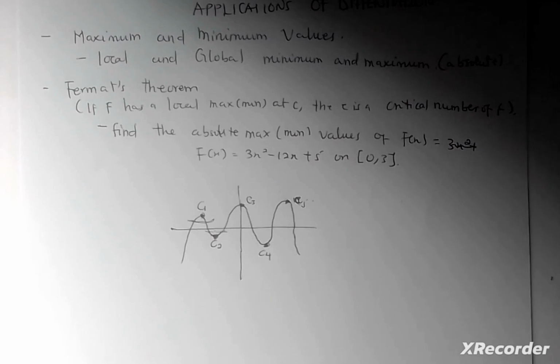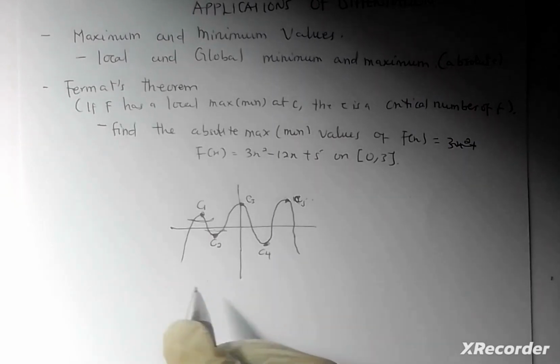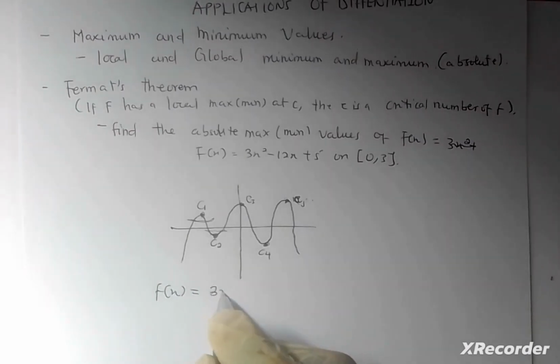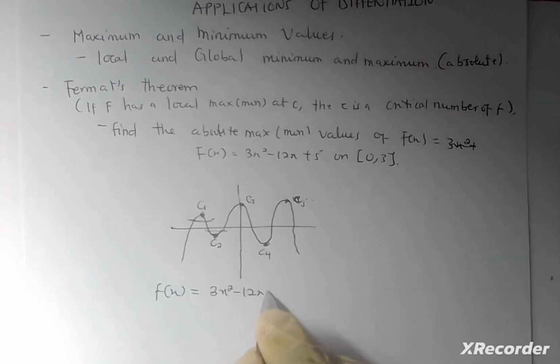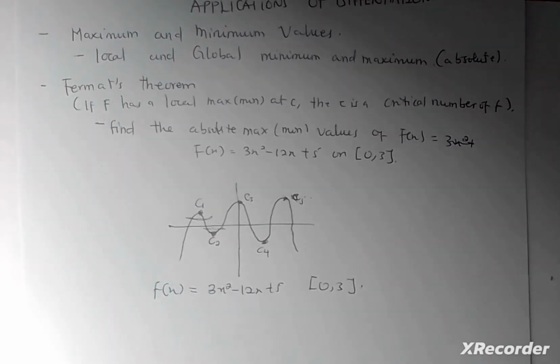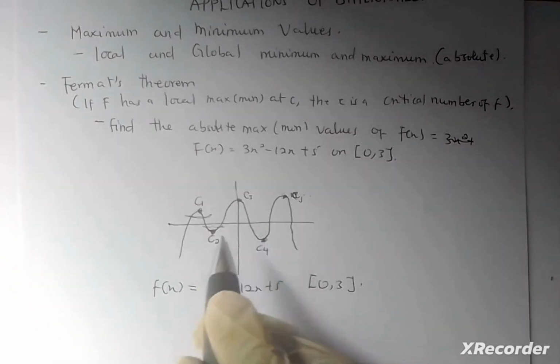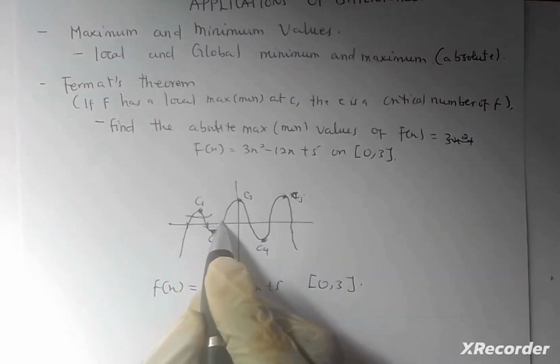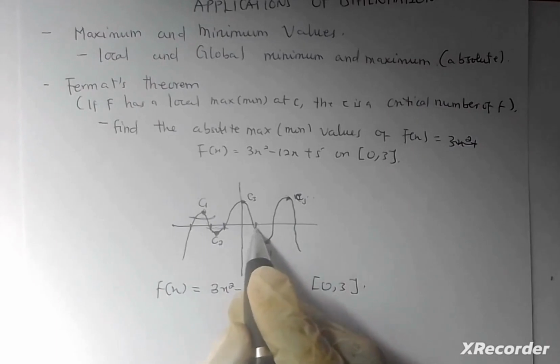Let's solve a problem, then you understand this well. He said, I have f of x is equal to 3x squared minus 12x plus 5 on the interval 0, 3. How do I find my absolute minimum and maximum values? What you're going to do is, if I have this curve, I have something we call the endpoint here, or the interval on which the function is defined.